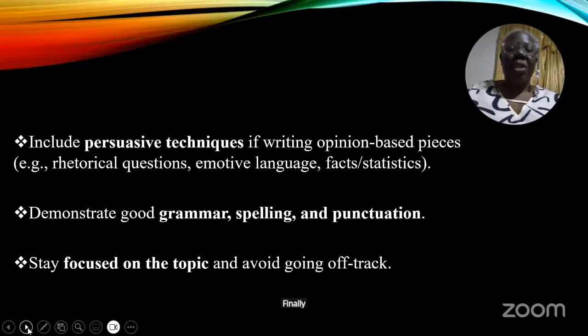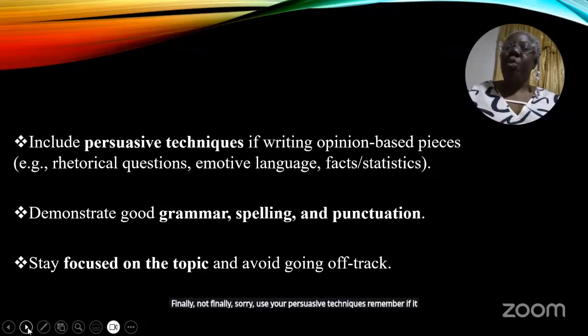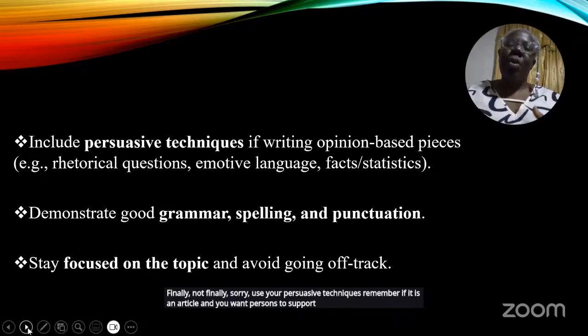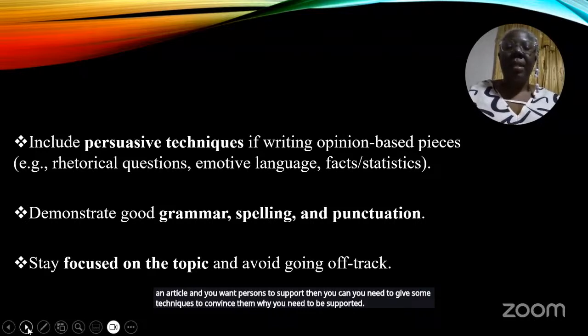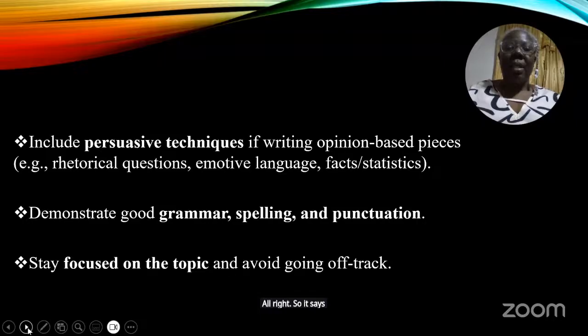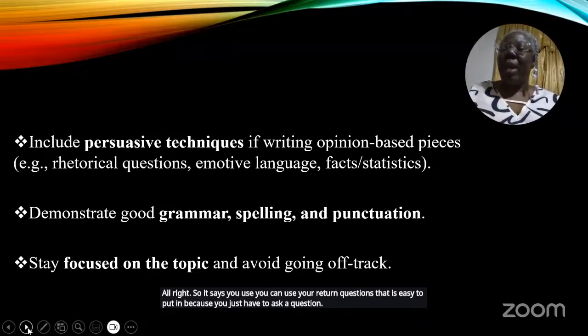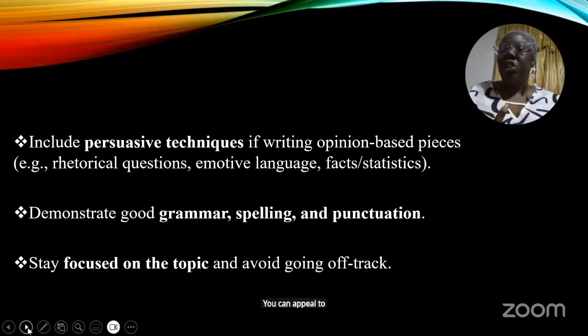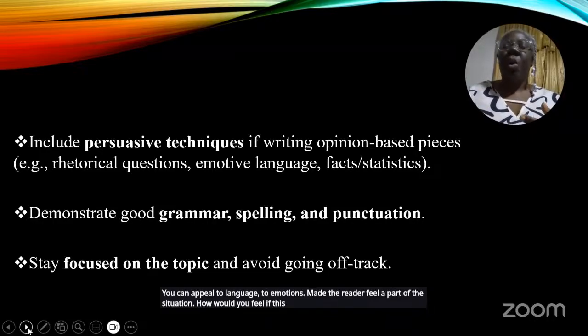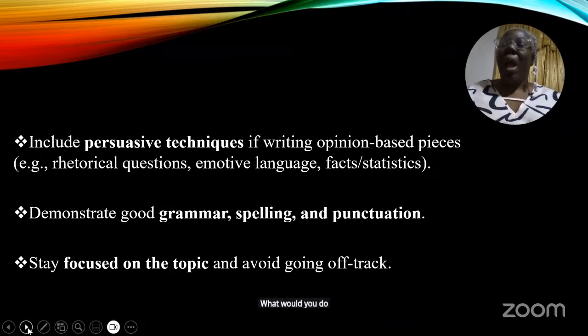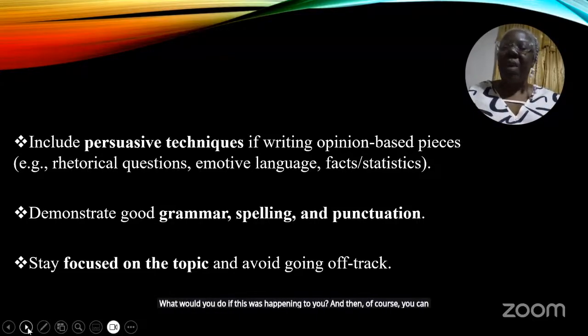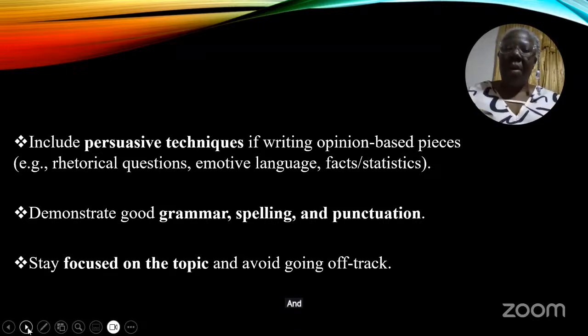Finally, use your persuasive techniques. Remember, if it is an article and you want persons to support, then you need to give some techniques to convince them why you need to be supported. All right. So you can use your rhetorical questions. That is easy to put in because you just have to ask a question. You can appeal to emotions, make the reader feel a part of the situation. How would you feel if this was happening to you? What would you do if this was happening to you? And then, of course, you can use statistics, you can use your facts, and you can use other persuasive techniques.